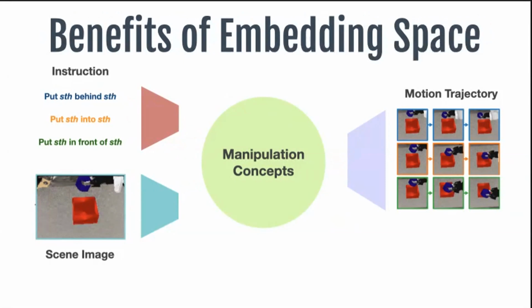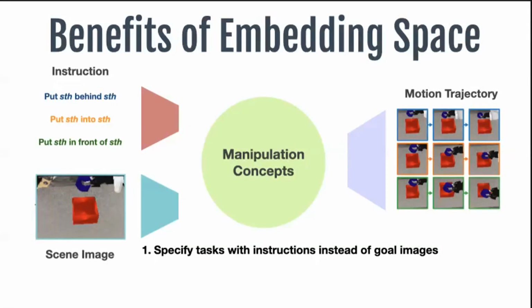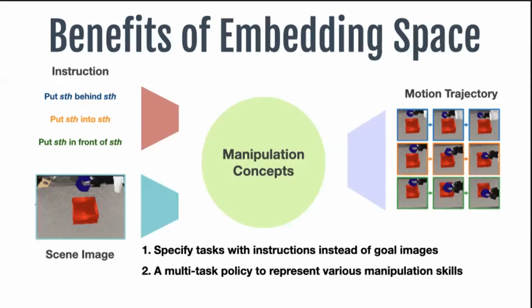First, we can specify the manipulation task with language instruction instead of goal images. And describing the task with language is much simpler than providing a goal image. And second, we obtain a multitask policy to represent diverse manipulation skills such as open something or close something. And third, by training on a diverse set of manipulation tasks, our policy can generalize to even novel, similar instructions.